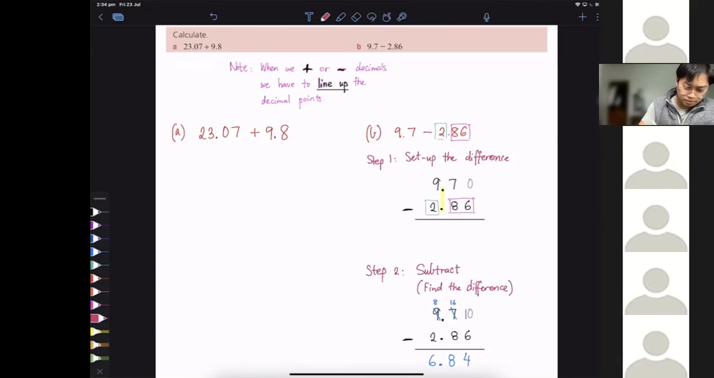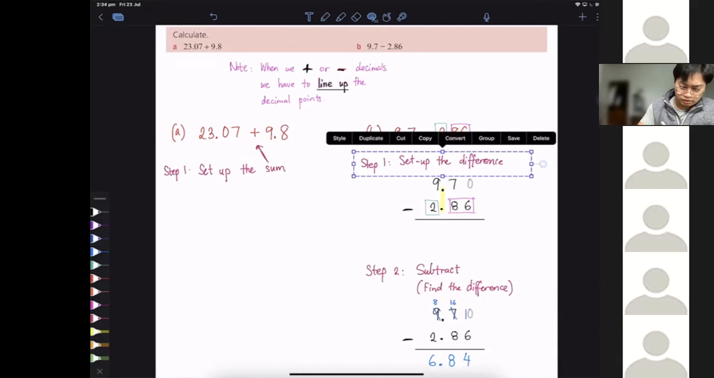We need to set up the difference. Is it a difference in this case? Are we subtracting it or are we adding? Adding. Yeah, so set up the sum. That's the word for adding. This difference here is the word for the minus, okay?